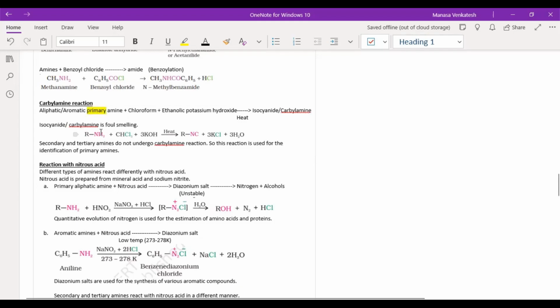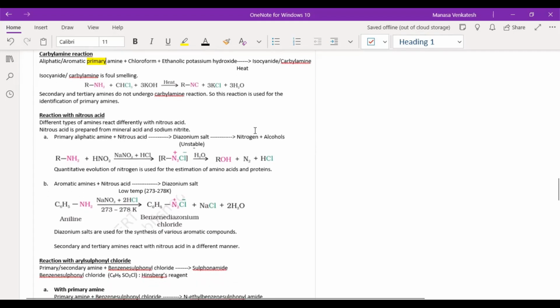So a primary aromatic or aliphatic amine is reacting with chloroform and ethanolic potassium hydroxide to lead to the formation of isocyanide. Isocyanide is also referred to as carbylamine and it has a foul smell. There are other products which are formed, potassium chloride as well as water. Secondary and tertiary do not undergo reaction here. So this is used for us to identify a primary amine. So an aliphatic or aromatic primary amine reacts with chloroform and ethanolic potassium hydroxide. They're heated for us to get an isocyanide or carbylamine.